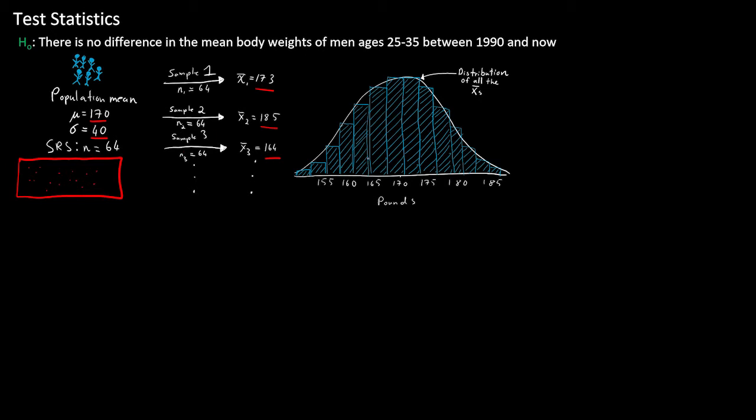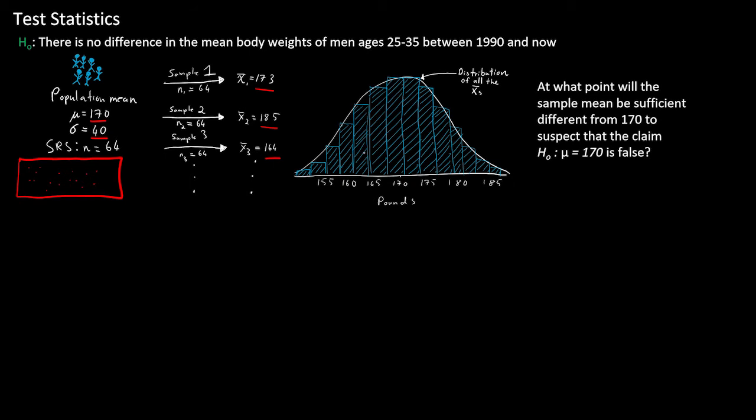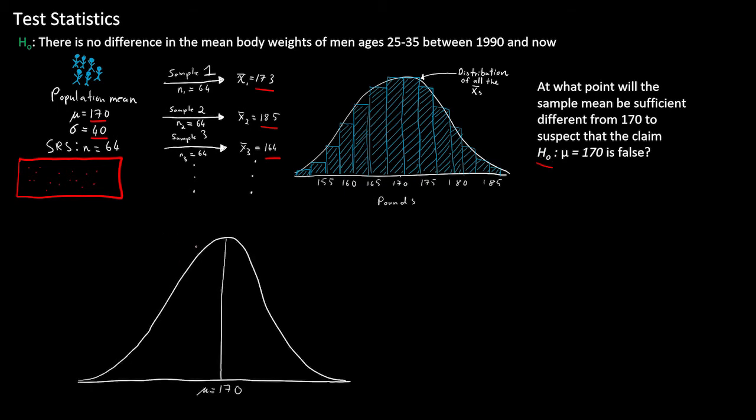The key thing here is even though the population mean is 170, the sample means themselves differ. The question then becomes, at what point will the sample mean be sufficiently different from 170 to suspect that the claim about the null hypothesis being 170 is false? So if we inspect the sampling distribution of the sample mean further, this should give us some clues about how to answer this question.